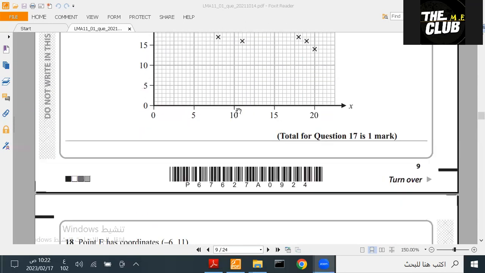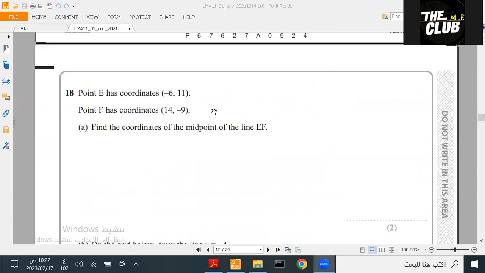Now let's move on to question 18. Question 18, we have 2 points. Point E, these are the coordinates. Point F, these are the coordinates. We're going to try to find the midpoint of the line. As we said before about midpoints, we take the x's, add them together and divide by 2, and then we take the y's, add them together and divide by 2, because we know this is the x of the data.